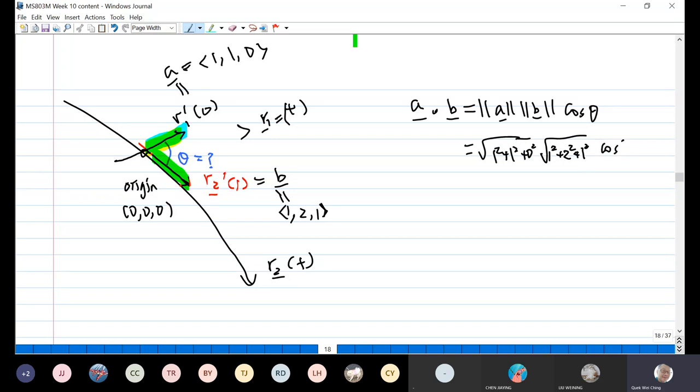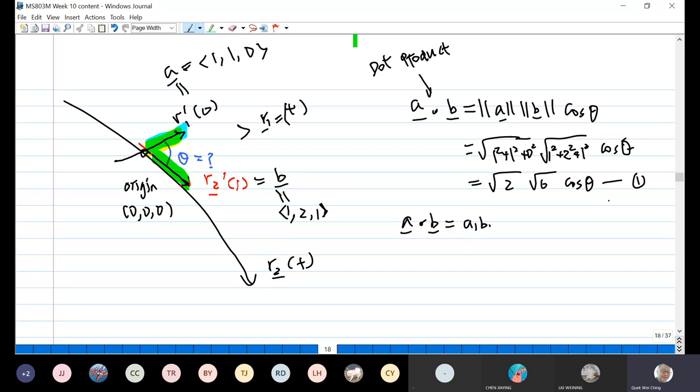And then cosine theta, but theta we don't know. So this is actually square root 2 times square root 6 times cosine theta. Okay, this is one equation. Now, there's another definition of the scalar product. This is called the dot product, or also called the scalar product. So you also have A dot B is actually A1 B1 plus A2 B2 plus A3 B3.